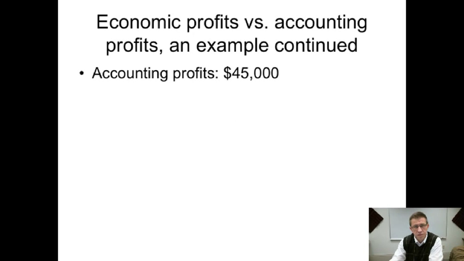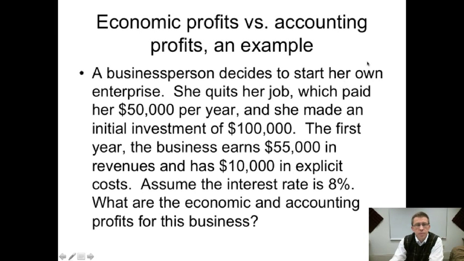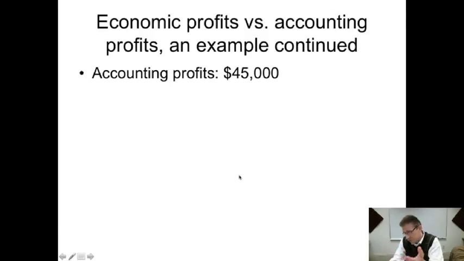So the accounting profit is $45,000. How did we get that? Well, the business earns $55,000 in revenues and has $10,000 in explicit costs. 55 minus the 10 gives us $45,000 for the accounting profits.